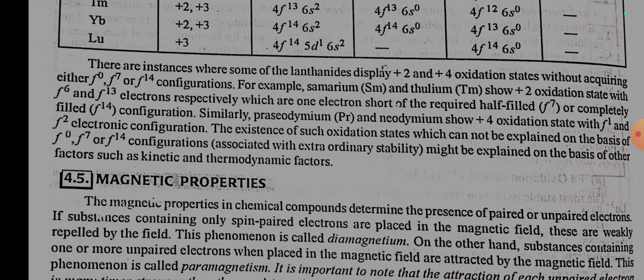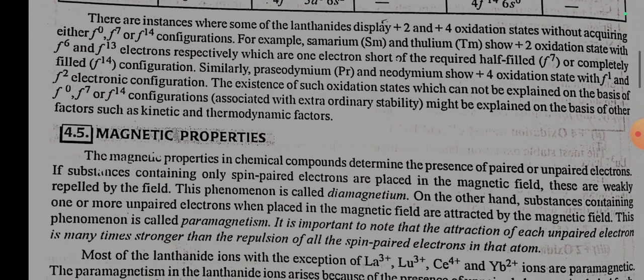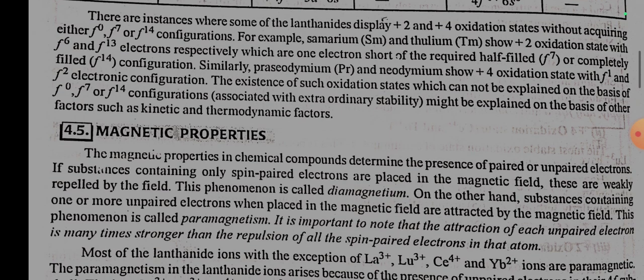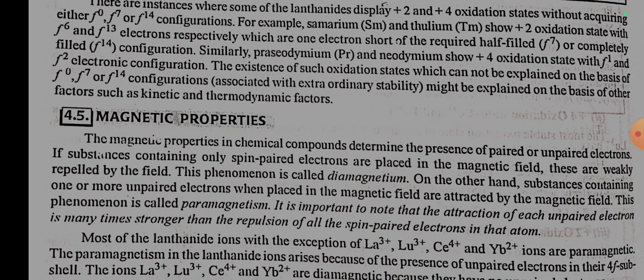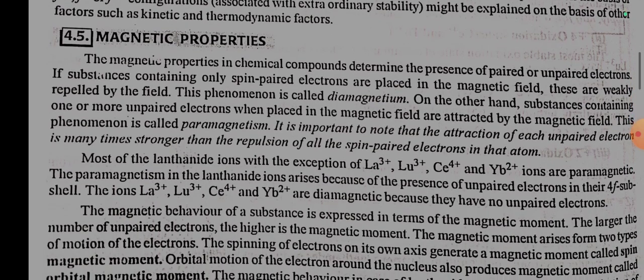There are instances in which some lanthanides display +2 and +4 oxidation states without acquiring either f0, f7 or f14 configuration. For example, samarium and thulium show +2 oxidation states with f6 and f13 electrons respectively, which are 1 electron short of the required half-filled or completely filled configuration. Similarly, praseodymium and neodymium show +4 oxidation states with f1 and f2 electronic configuration. The existence of such oxidation states, which cannot be explained on the basis of f0, f7 or f14 configuration, might be explained on the basis of other factors such as kinetic and thermodynamic factors.